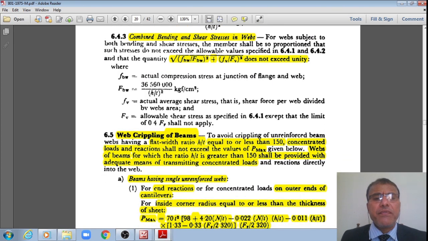This is how the web crippling for beams having single unreinforced webs is evaluated.